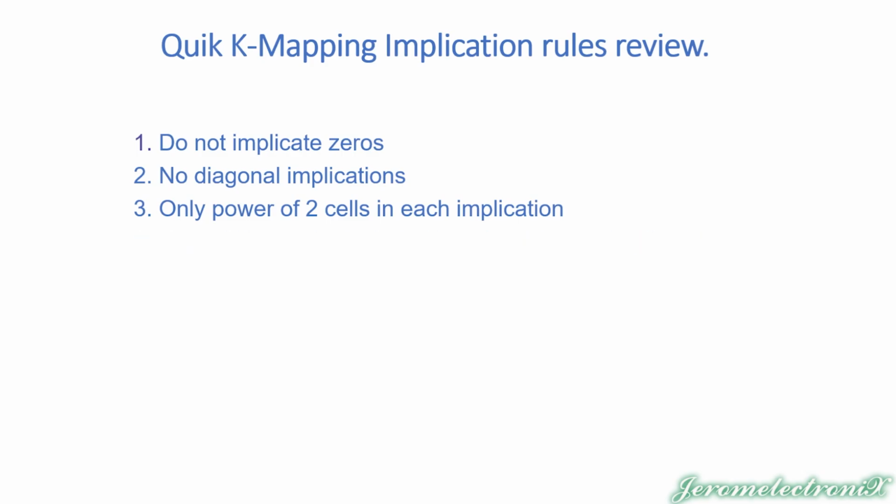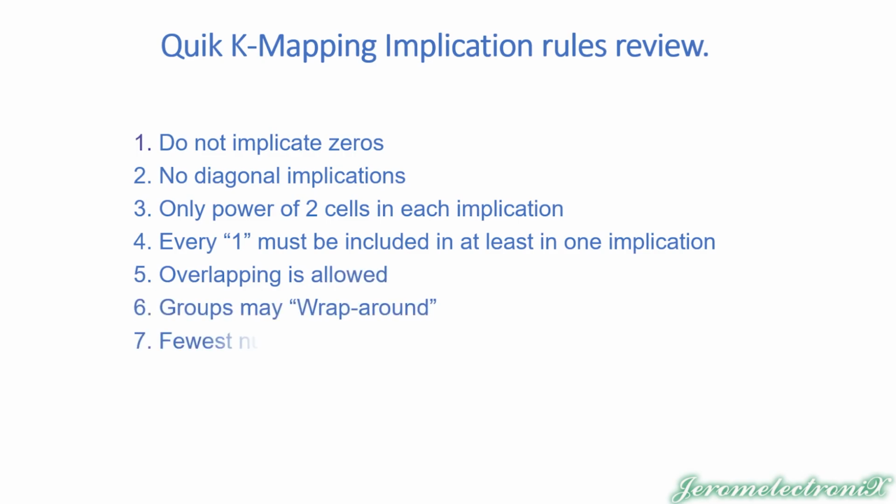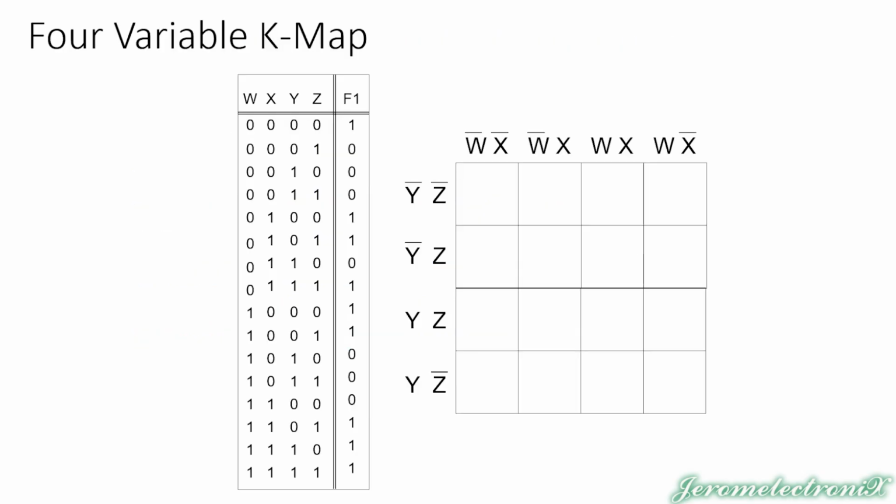Yes, what that means is the binary pattern: 2 to the 0, 2 to the 1, 2 to the 2, 2 to the 3, 2 to the 4, 2 to the 5, and 2 to the 6. That's what it means by only power of two cells in each implication. So you should only circle groups of 1, 2, 4, 8, 16, 32, and 64. Every one must be included in at least one implication. Overlapping is allowed. Groups may wrap around, but you want to use the fewest number of groups possible.